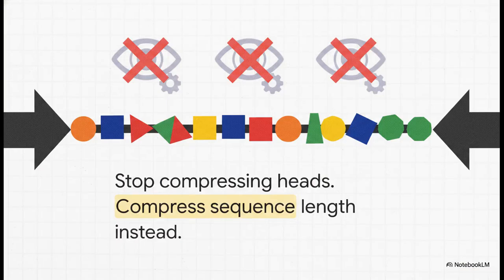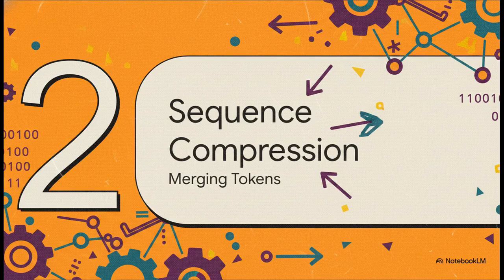So DeepSeek realized we needed a complete paradigm shift. Instead of obsessing over compressing attention heads like grouped query attention does, they asked a fundamentally different question. What if we compress along the sequence dimension itself? Which brings us to the actual mechanics of sequence compression. How do they actually pull off merging tokens without destroying the underlying data?